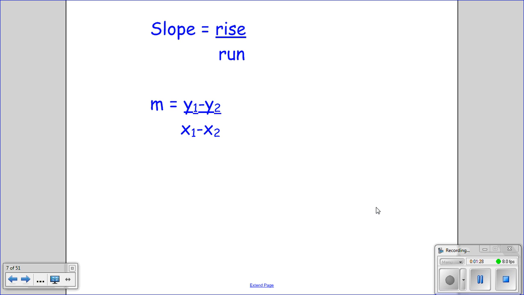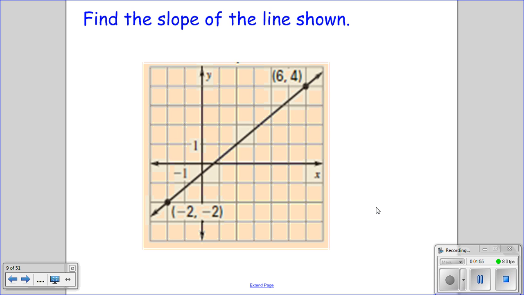What you need to make sure is that you are subtracting your y's in the same order that you are subtracting your x's. You will also see me write delta y over delta x. That little triangle is the Greek symbol delta, and it stands for the change in. Instead of writing out the subtraction, we can just have the delta y over delta x, and it means that we're subtracting our y's over subtracting our x's.